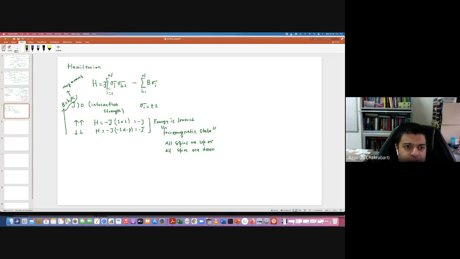So this is your Hamiltonian. Convince yourselves that this is your Hamiltonian. That is very important. External magnetic field.